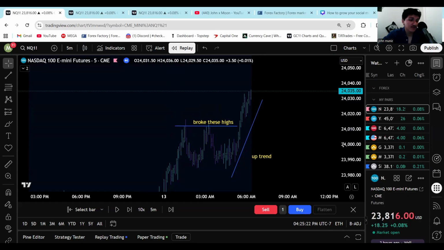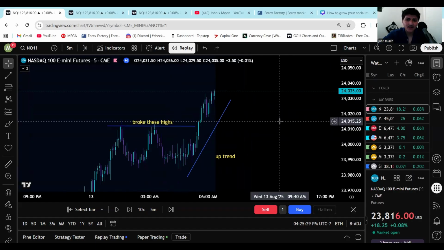Trump was speaking to Zelensky. They're making some plans about the war and trying to end it. So it had a huge effect on the market on the open.